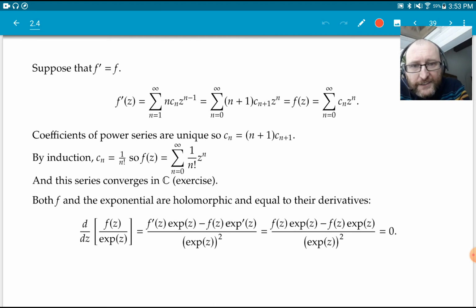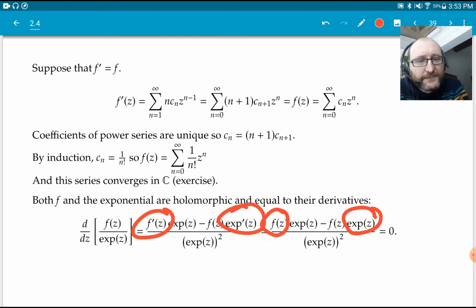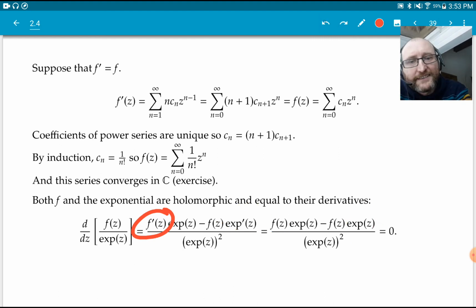Now, in the top, I have this expression. Well, f prime is f. Exponential prime is the exponential. Well, that means that the numerator here is 0.